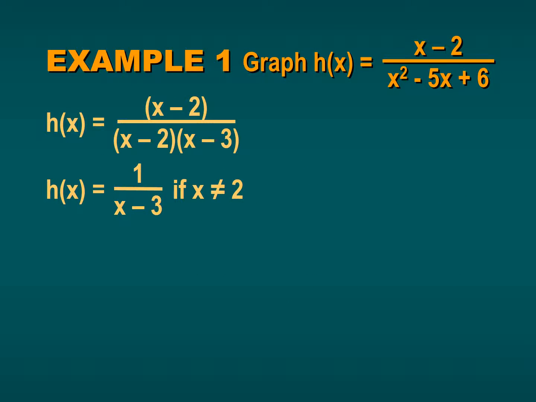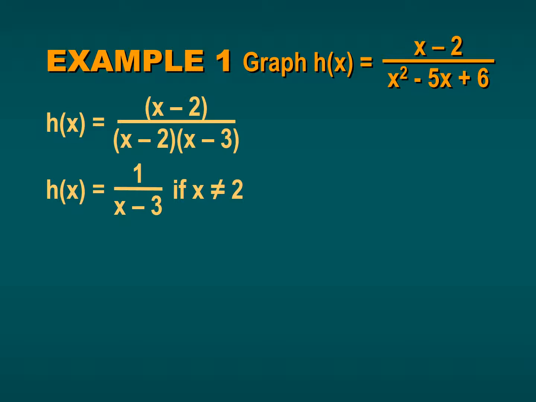So let's look at an example. We have a graph h of x. In your numerator, you have the polynomial x minus 2. In your denominator, you have x squared minus 5x plus 6. The first thing we want to do is see if this reduces. So we're going to factor our denominator. x squared minus 5x plus 6 becomes x minus 2 times x minus 3. And then we notice that the factor x minus 2 cancels, leaving us 1 over x minus 3.